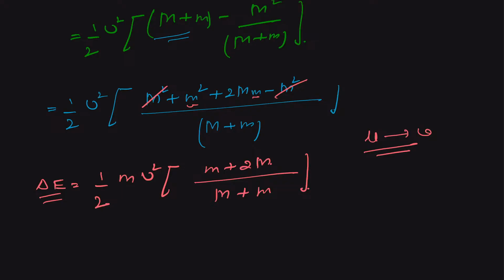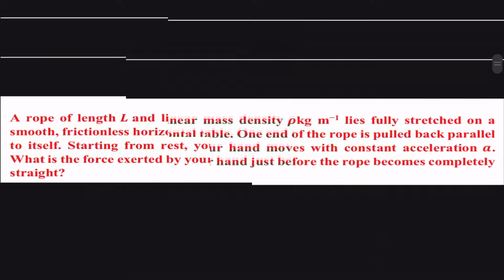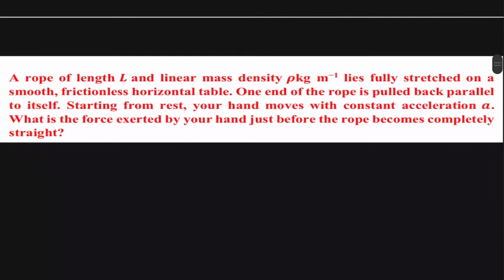Okay, so this completes the first question. Now we come to the second question. And this second question is based on variable mass. There were some questions which we did yesterday also in the last video, and all these masses which we did yesterday were in the vertical direction. Okay, now this one is in the horizontal direction. Okay, the rope is moving in the horizontal direction.